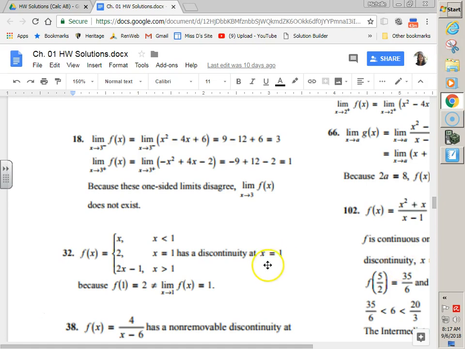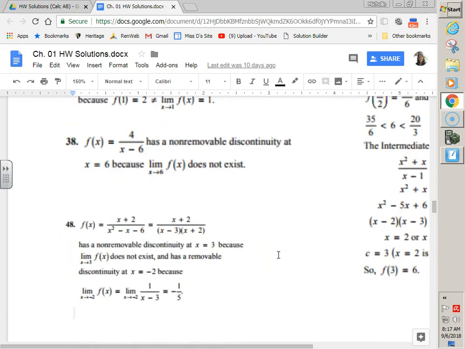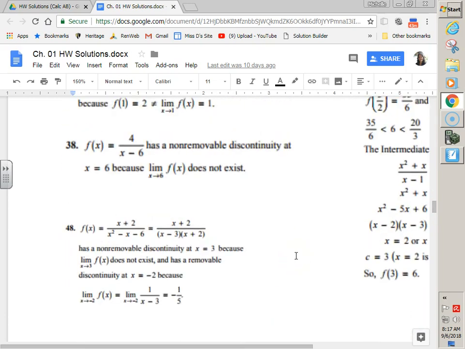Why is it a non-removable discontinuity? I saw a few of you guys get stuck on this one in the pictures. I wasn't sure why. Why is it, first of all, why is there a discontinuity at 6? Denominator can't be 0. Why is it a non-removable, aka a vertical asymptote? Yeah, you can't reduce. That's one way of thinking about it. Removable, you can reduce and cross out.